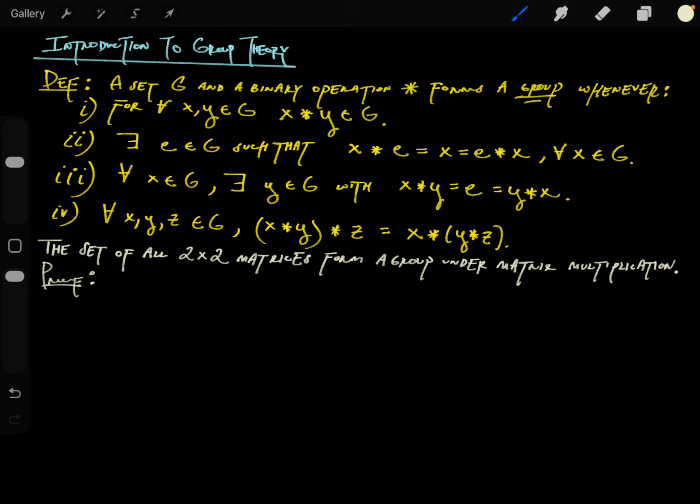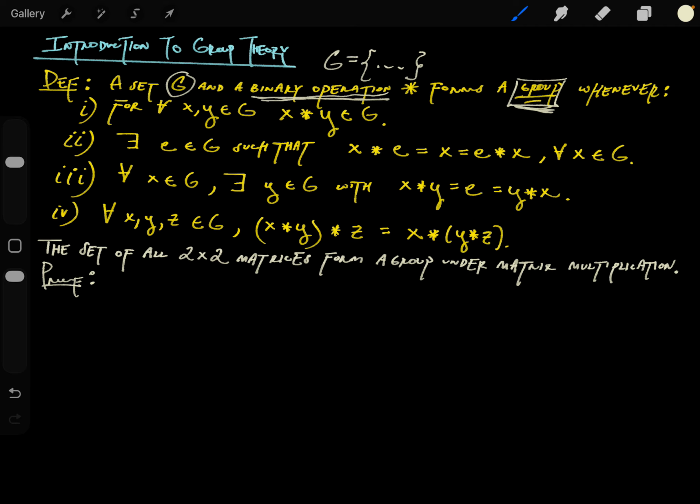Okay, so for an introduction to group theory, we're going to first go over the definition of a group. Here I have that we say a set G, some set that could be anything, just a set of elements, whatever they may be in here. And then we have a binary operation.